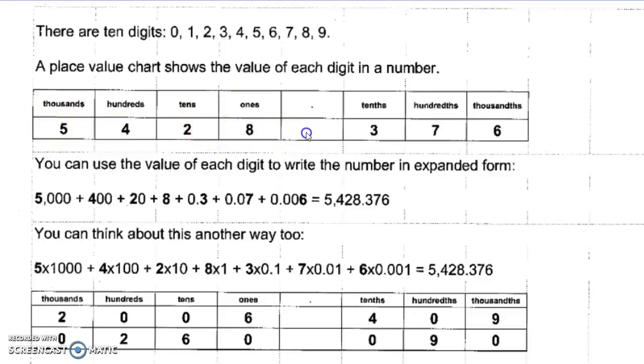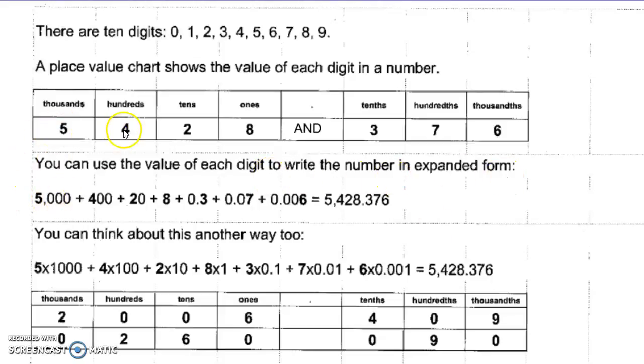5,428, and I'm typing an "and" in there because that's how we read it. And 376 thousandths. Why did I say thousandths? Because the 6, which ends the number, is in the thousandths place. 376 thousandths. Okay, you can use the value of each digit to write the number in expanded form.